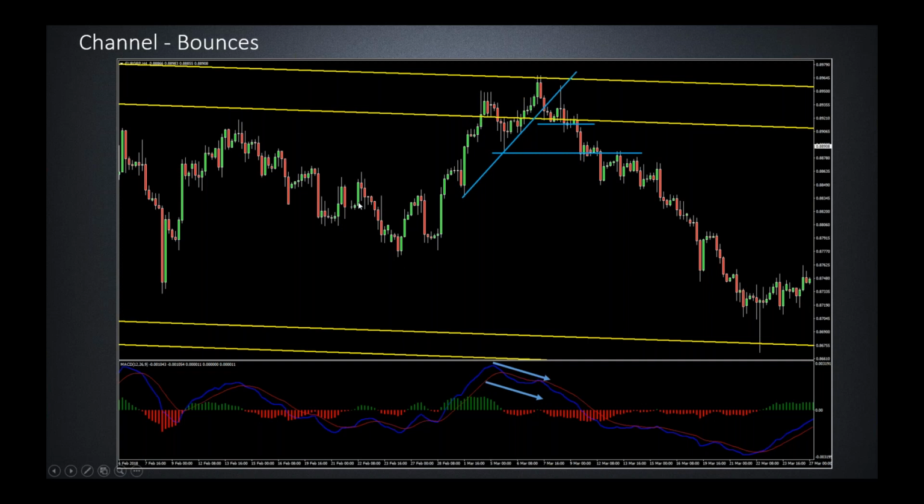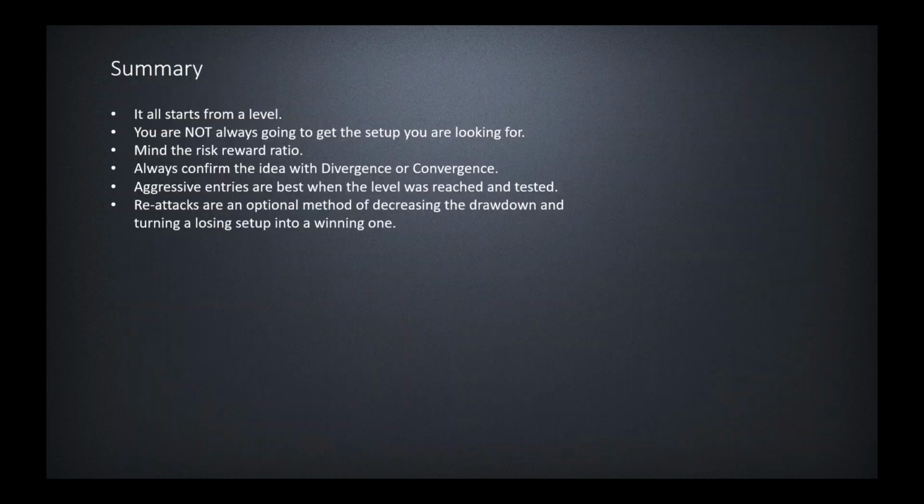Okay, so as a quick summary, it all starts from a level. The level must be in place. The price must be very close to it. You're not going to get the setup you're looking for all the time. That means if it's not there, don't force it, guys. Skip it.